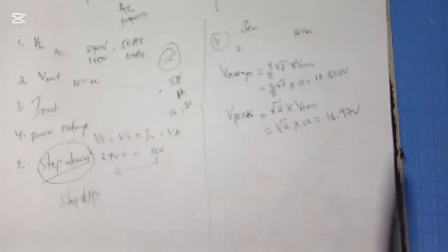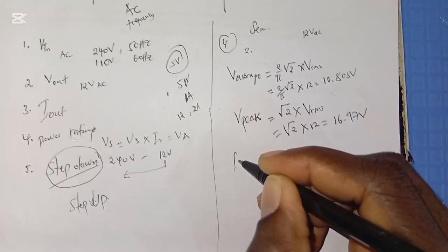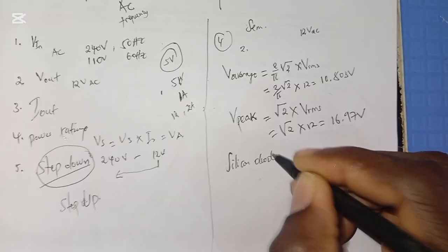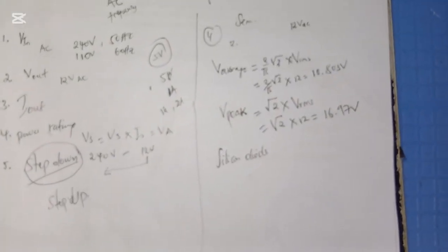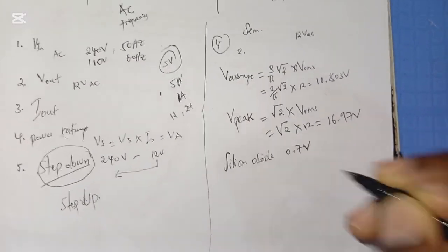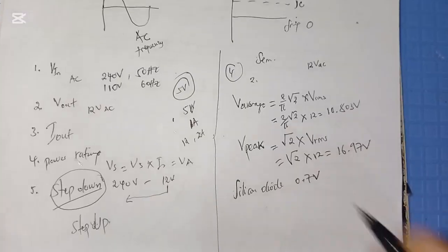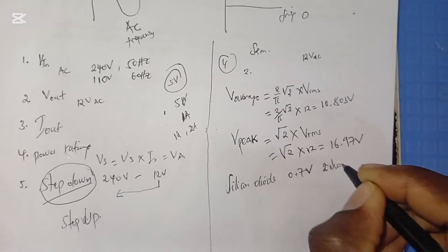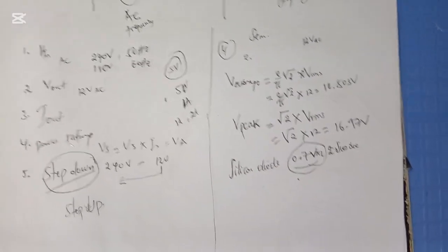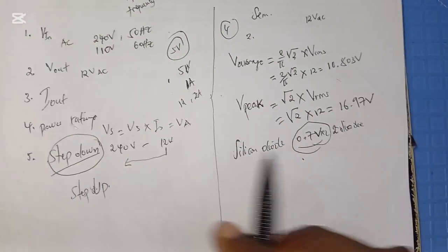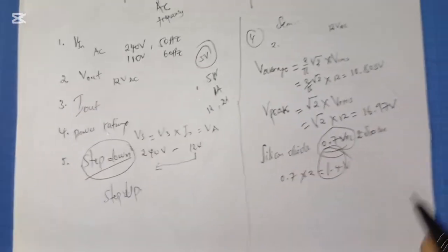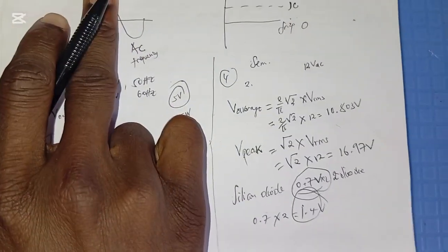Now, we use silicon diodes. For a silicon diode in a full wave rectifier, the voltage drop across the diode is 0.7 volts. Since two diodes are conducting at a time, we have double this voltage drop. So the voltage drop is 0.7 times 2, which is 1.4 volts. This is the voltage drop when the rectification is taking place.